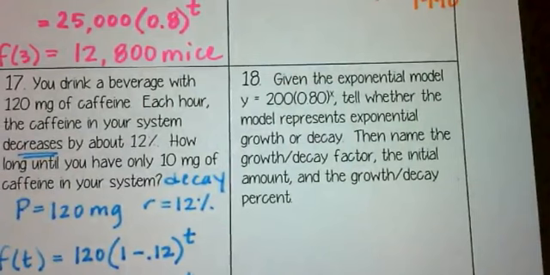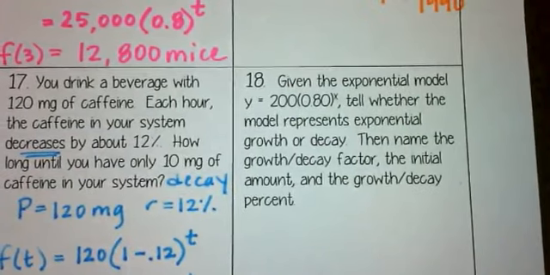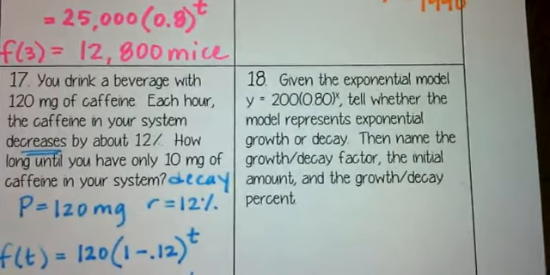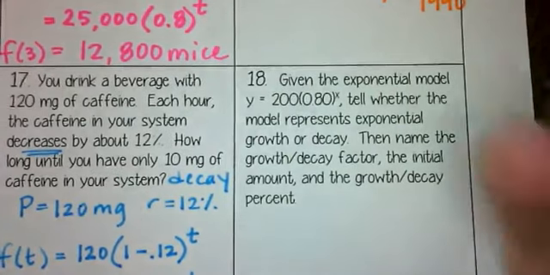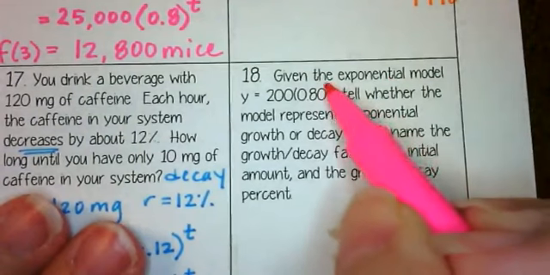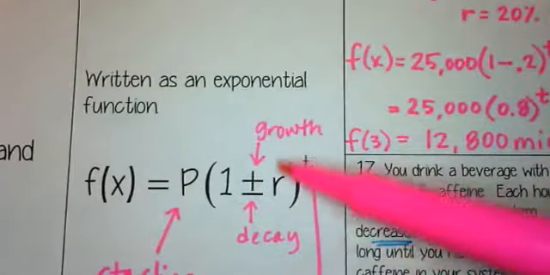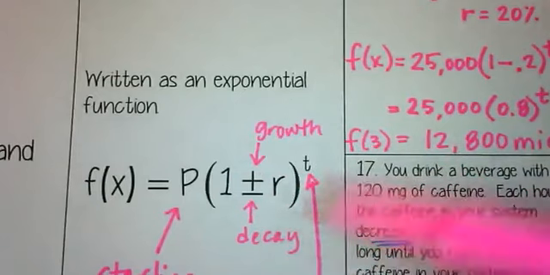Okay, given the exponential model, which is just a fancy equation, y equals 200 times 0.8 to the x, tell whether the model represents growth or decay, and then name the growth or decay factor, the initial amount, and the growth or decay percent. All right, so first thing, we're going to look right in here in the parentheses because that is where we decide if it's growth or decay.